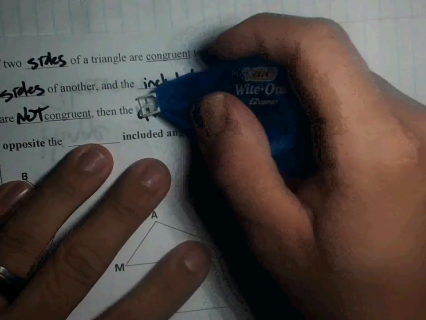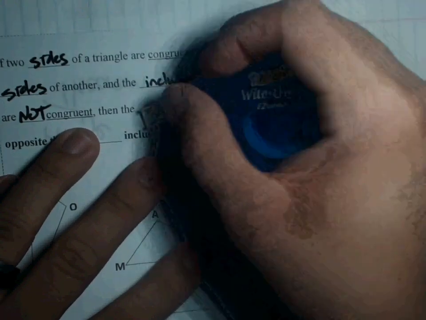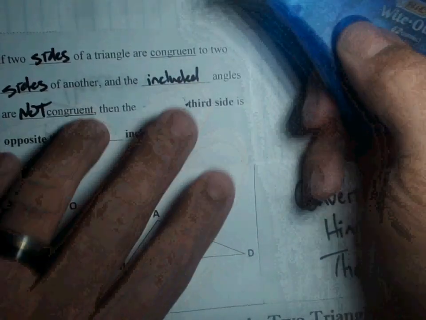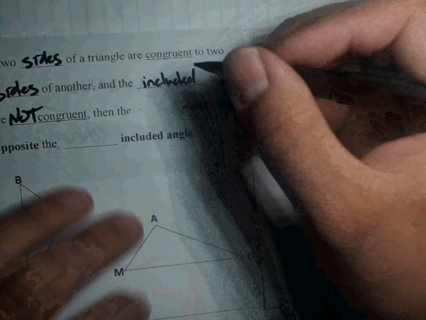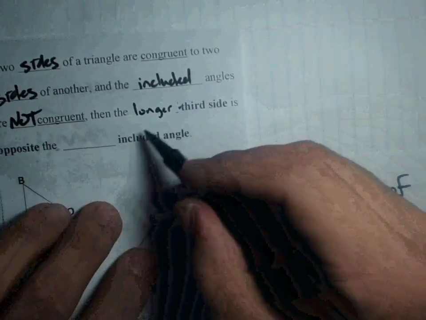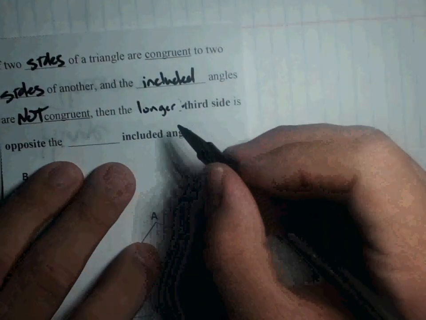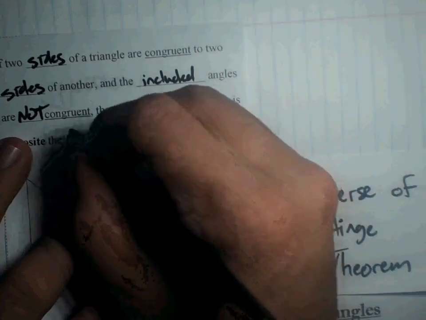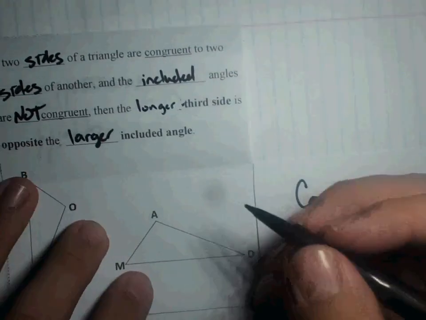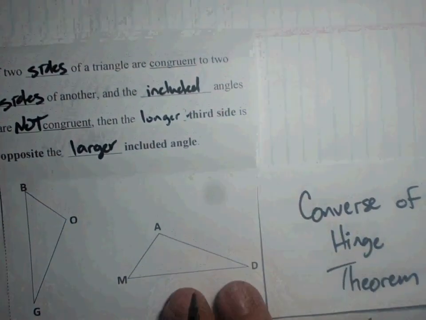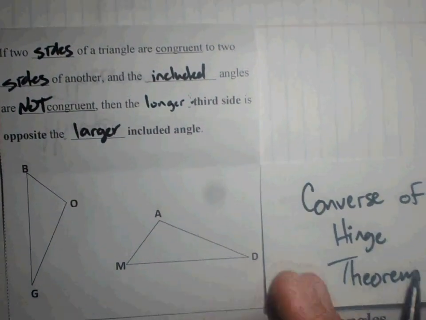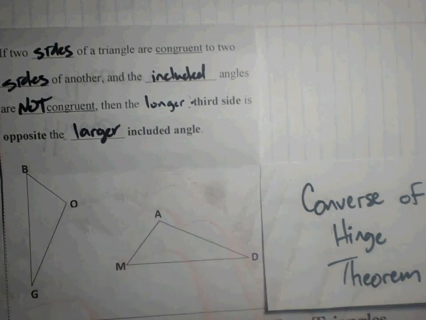Then the longer third side is opposite. Really, it goes in the same play as we talked about the other day: the opposite side, the largest side is across the largest angle, and it works out here too.